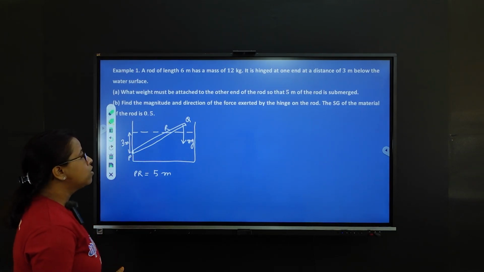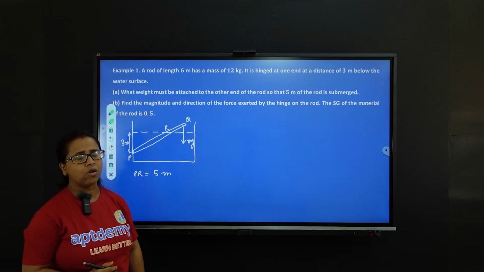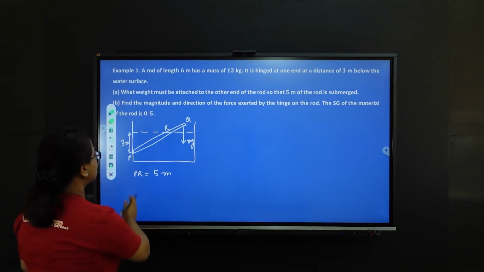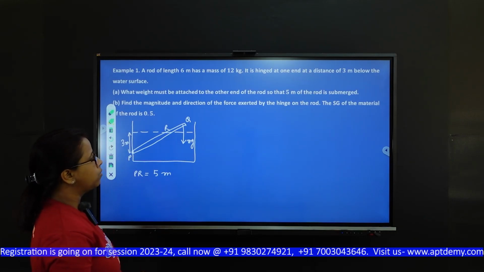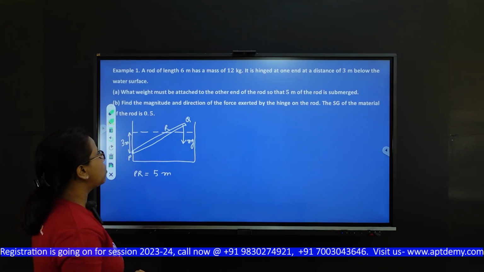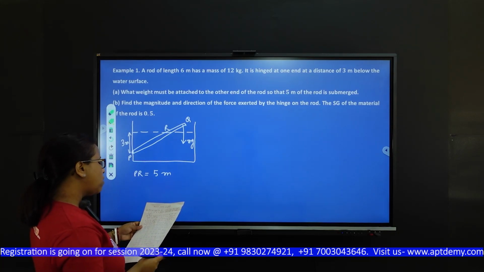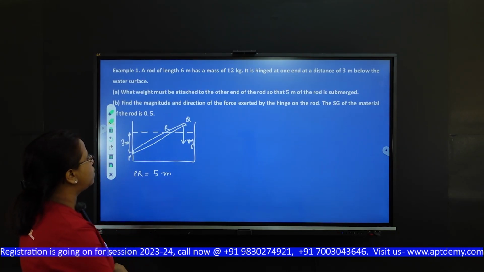Again, that force should be thought of in terms of its components, as you can see that there is an angle of inclination here which calls for that. The SG of the material of the rod has been given. Now let's have a quick look at the diagram.